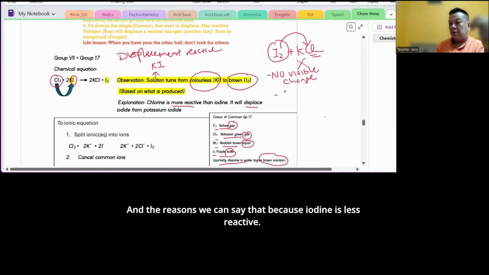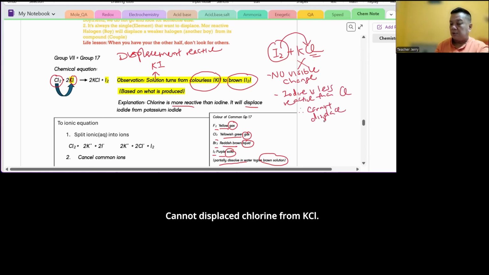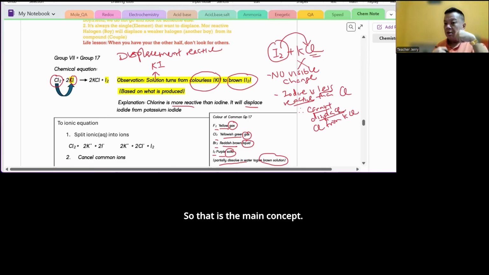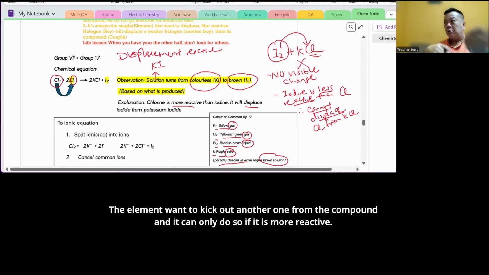The reason we can say that is because iodine is less reactive, therefore it cannot displace chlorine from KCl. The key word is, if it's less reactive, then it cannot displace. So that is the main concept. It starts with the element, and normally we're talking about group 17, so we're comparing two elements from group 17. The element wants to kick out another one from the compound, and it can only do so if it's more reactive.